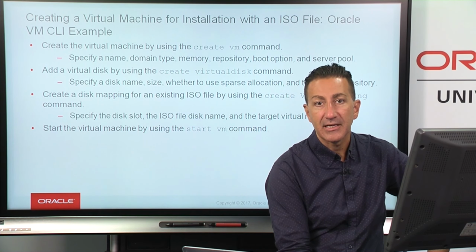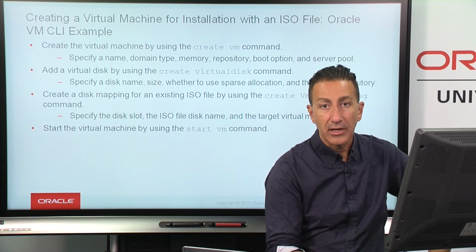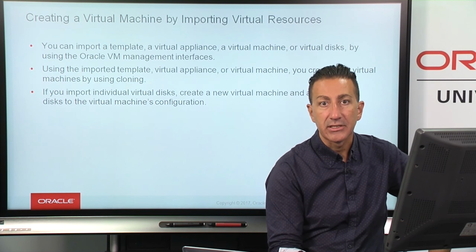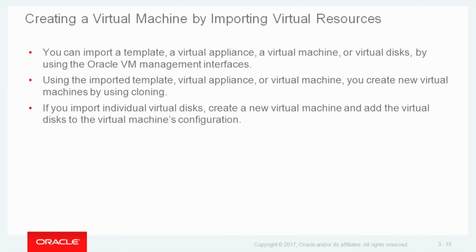So you need to specify the disk slot, the ISO file disk name, and the target virtual machine. And practically that's all. After that, you start a virtual machine by using the start VM command. You have more details in the notes of this slide. Another way is to create a virtual machine by importing virtual resources.